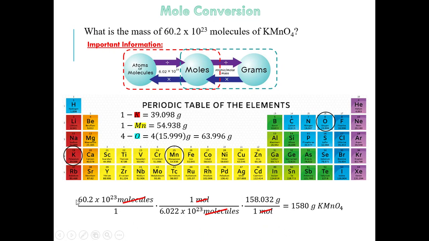And if you multiply across 60.2 times 10 to the 23rd times 158.032, and then you're going to divide that by Avogadro's number, I would encourage you to use parentheses in your calculator if you need to. This way you don't get a jacked up answer. But as you can see, the answer here will come out the same.